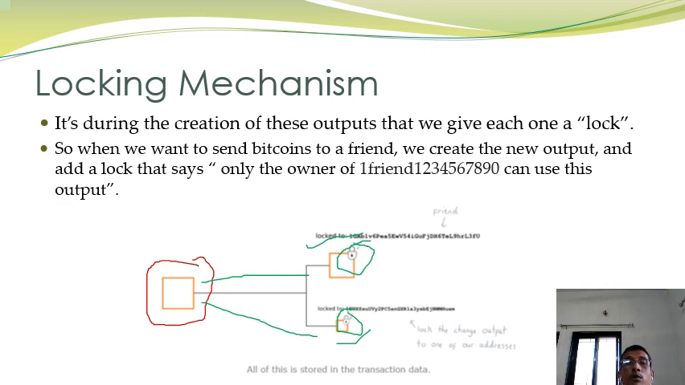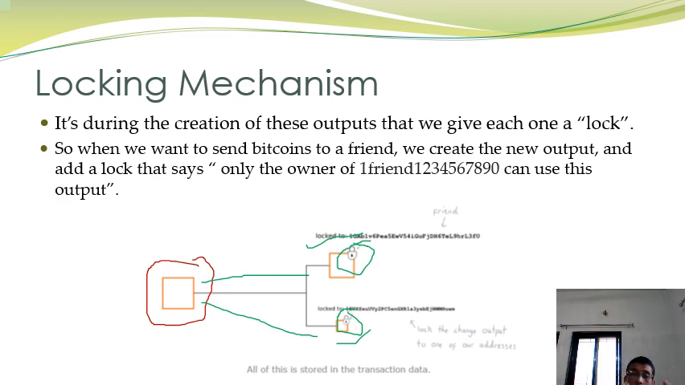So when we want to send bitcoins to a friend, we create a new output and add a lock to this output, and only the owner of this output, the owner of this address, can use it. So we provide the ownership of these outputs for the next transaction. We unlock that output, and for that we require an unlocking script to unlock the output.